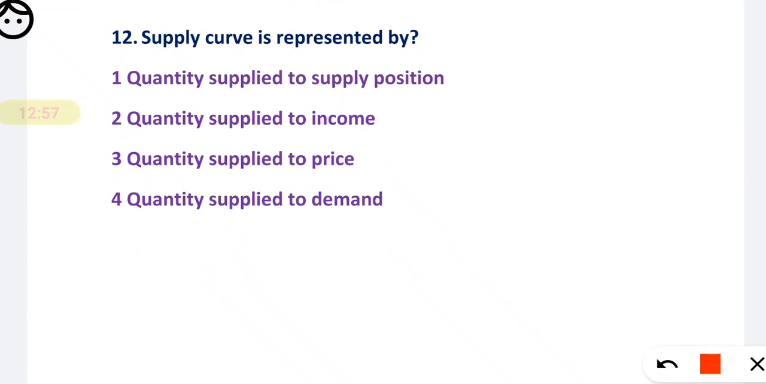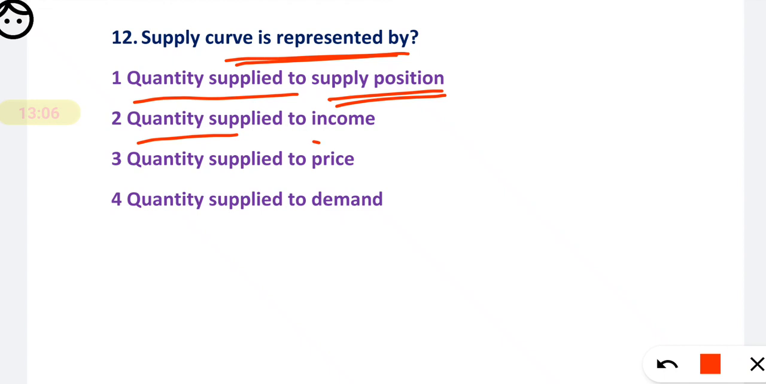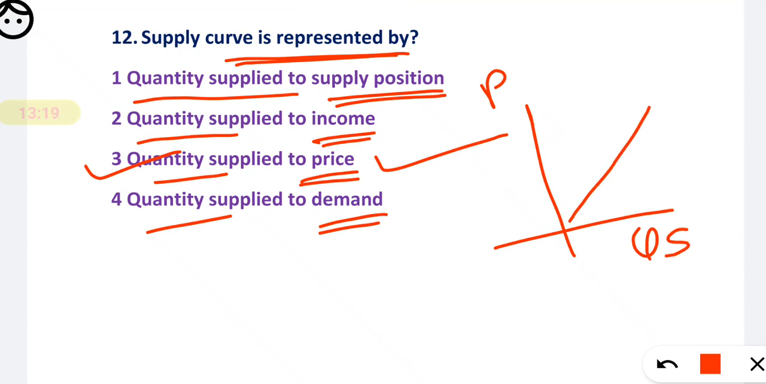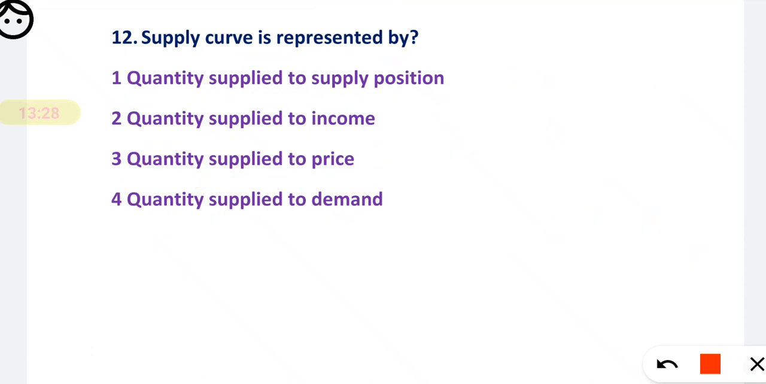Okay, the question number 12. The supply curve is represented by... how is the supply curve represented? The options are: quantity supplied to supply position, quantity supplied to income, quantity supplied to price, quantity supplied to demand. So the correct option is quantity supplied to price. I have already explained the supply curve. This is price versus quantity supplied, and it is always upward sloping. Or you can say quantity supplied versus price. So for the 12th, option number 3 is correct.